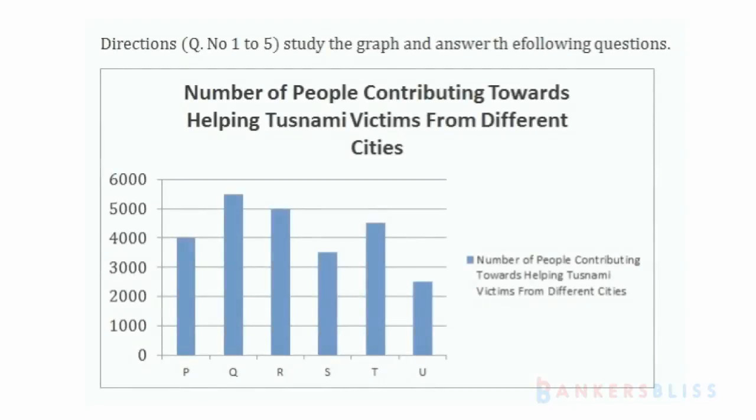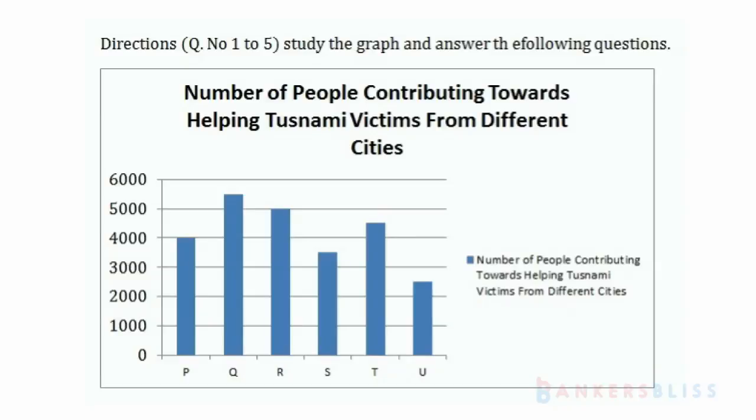Now, let's go to problem number 1. See the chart properly. Directions, questions 1 to 5: study the graph and answer the following questions carefully. The graph shows the number of people contributing towards helping tsunami victims from different cities.